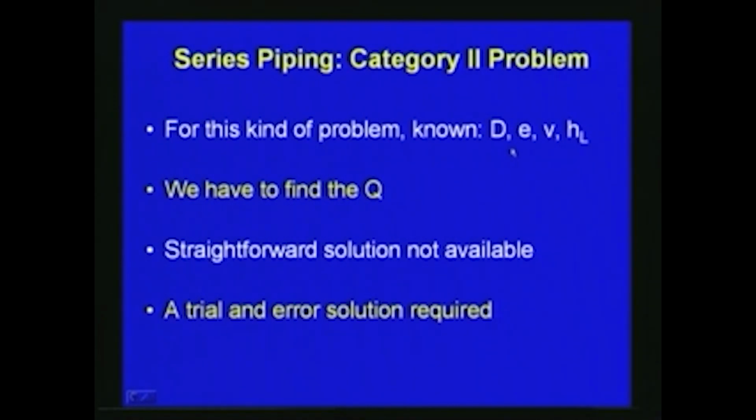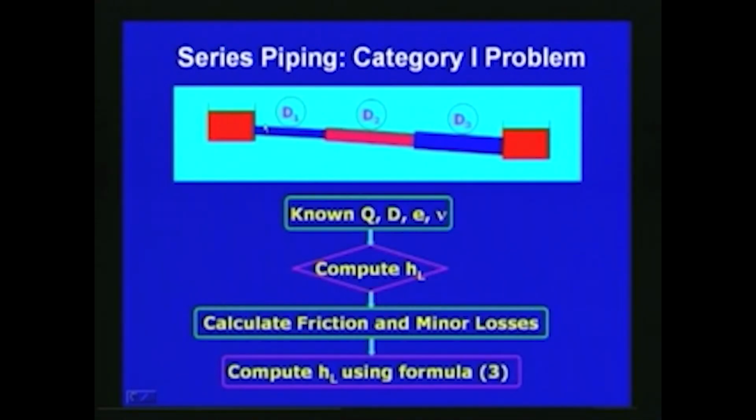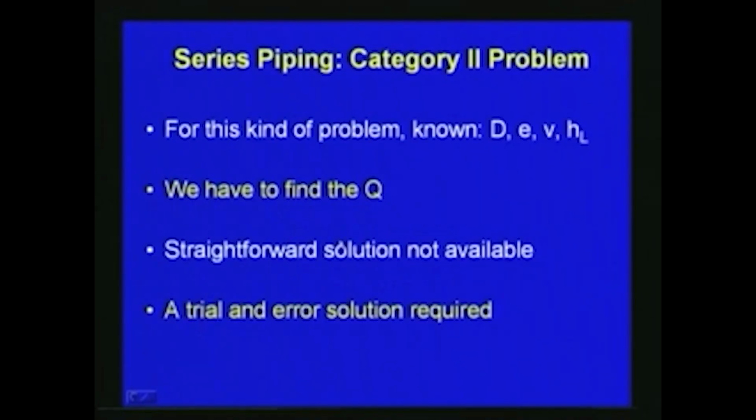Then for the category 2 problem, the known values are the diameter, the roughness height E, the kinematic viscosity and the head loss, and we want to find the discharge Q. Since the discharge is unknown, we cannot go for a straightforward solution. We have to go for a trial and error solution for this category 2 problem. The diameter, roughness height, kinematic viscosity and head loss HL are given, and we have to find Q, so the solution is not straightforward.